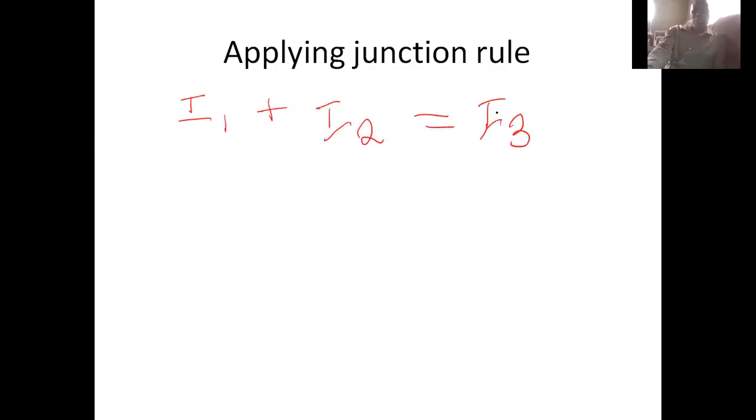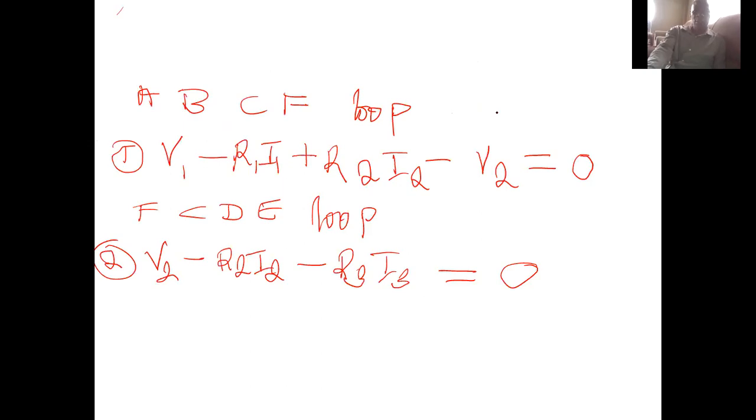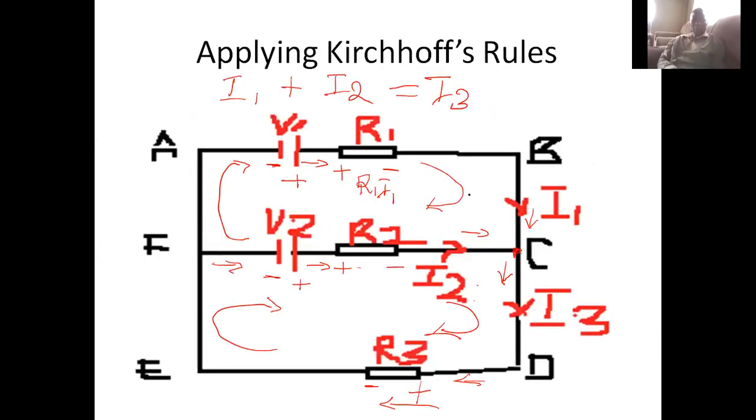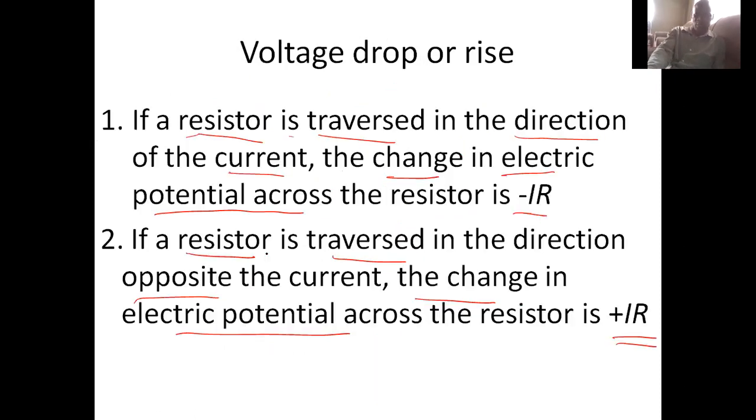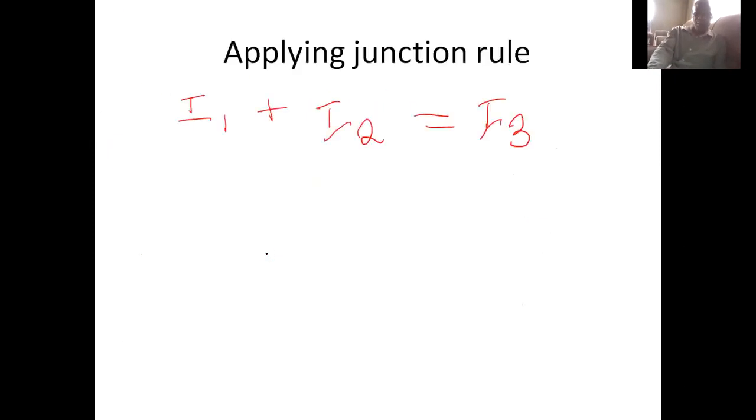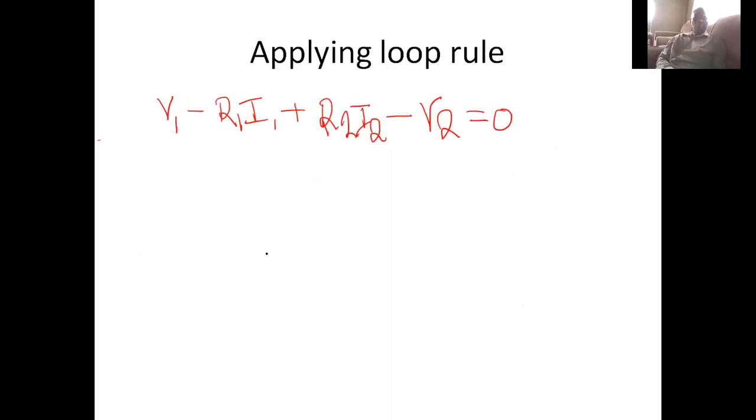This is exactly what we did earlier on. We are saying here there is a rise, here there is a drop. As we come going this side, here there is a rise, and here there is a drop. And when you add all of them, they should give you actually zero. This is for loop number one.